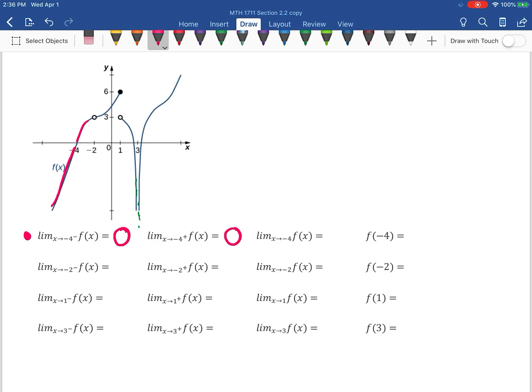Now, because the one-sided limits are the same, that means the two-sided limit is going to exist, because coming from both directions, the two-sided limit will be 0. Now, if I look for the value of the function at -4, when x is -4, I can clearly see from the graph that the value of y is 0.